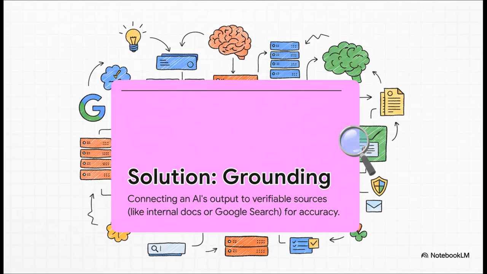So what's the solution? It's a technique called grounding. And it's actually pretty simple in concept. You're essentially forcing the AI to connect its answers back to a real, verifiable source of information. That could be your internal company documents, or it could be Google search. It basically tethers the AI to the real world so it can't just fly off and make stuff up.